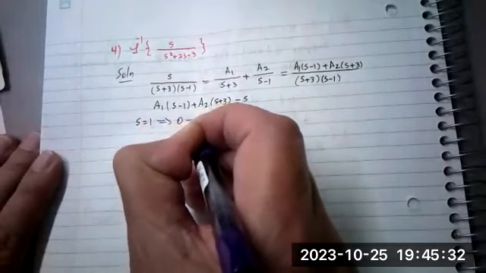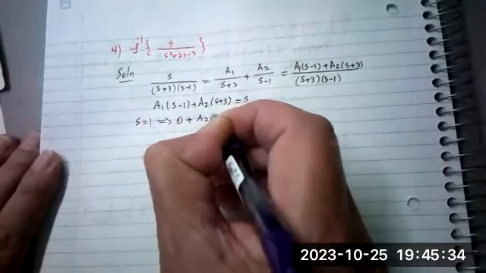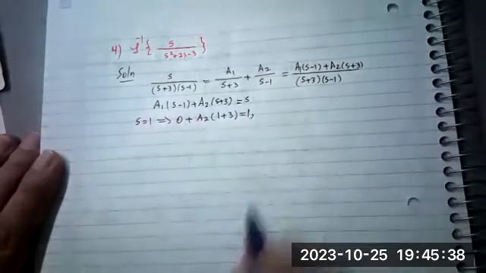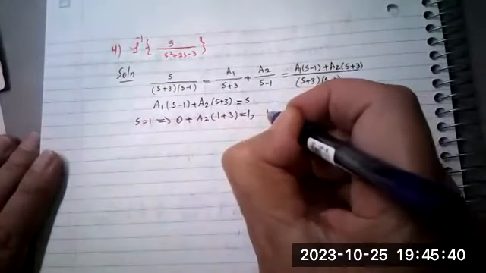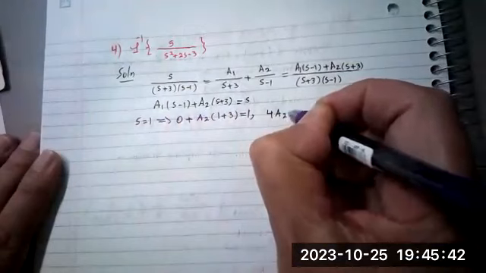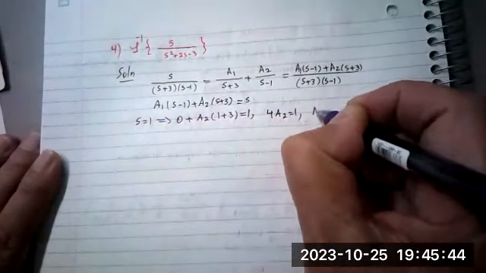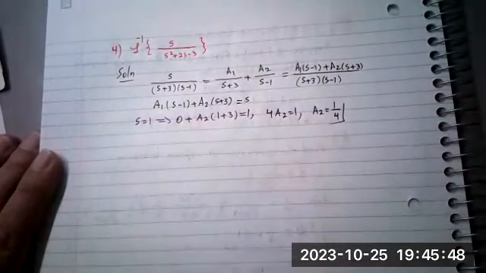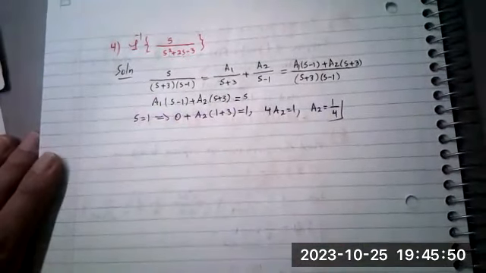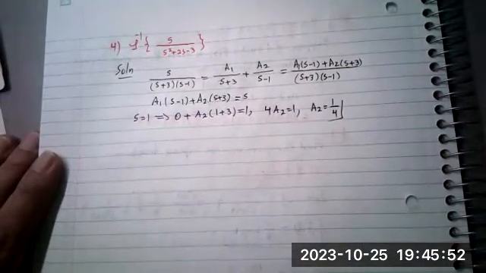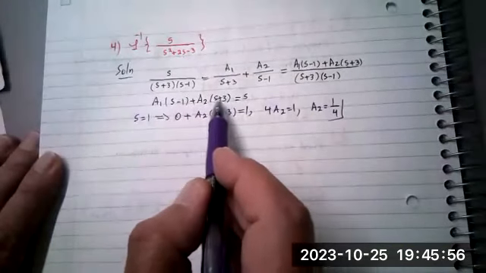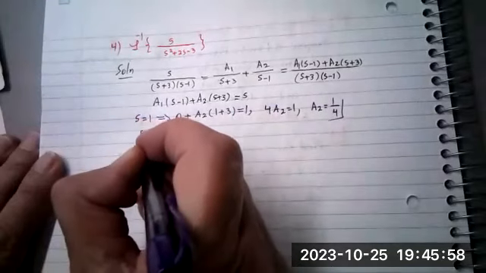The first one would be 0. The second one would be A2, 1 plus 3. Remember, on both sides of the equation. So that gives you 4A2 equal to 1. So A2 would be a quarter. That's A2. Okay, go back, repeat it for the second number. The second choice was -3.